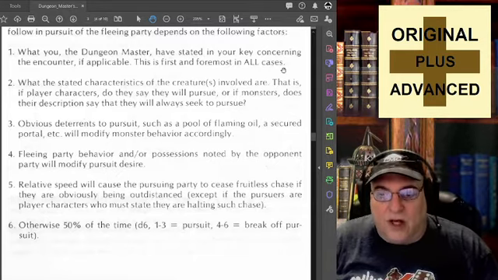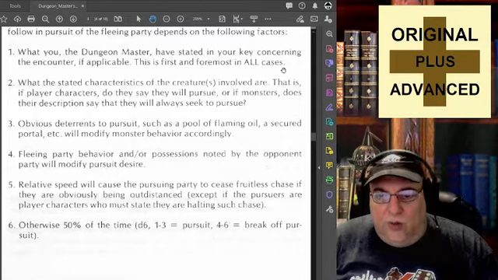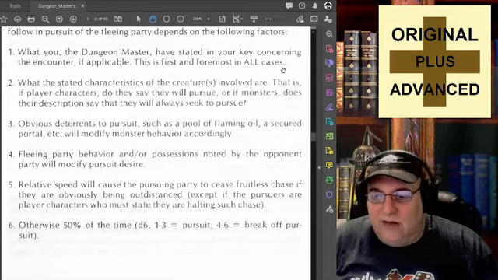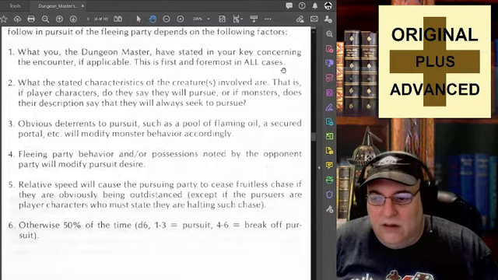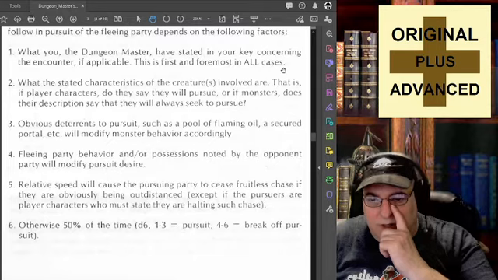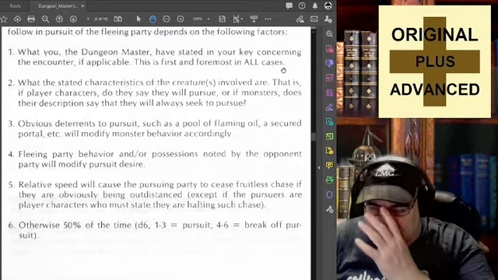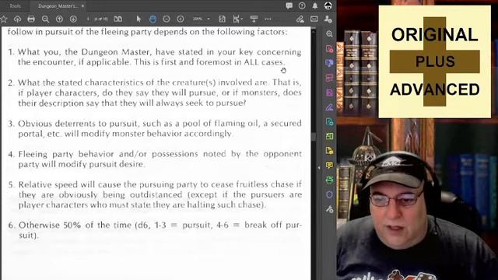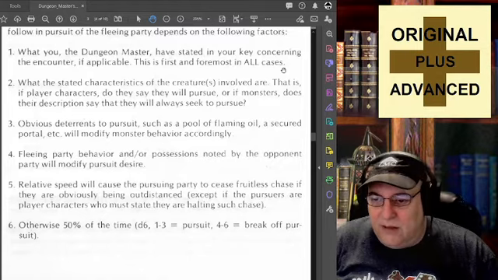let you just go. Number two, what the stated characteristics of the creatures involved are. That is, if player characters, do they say they will pursue? Or if monsters, does their description say that they will always seek to pursue? So, sometimes better part of valor, right?